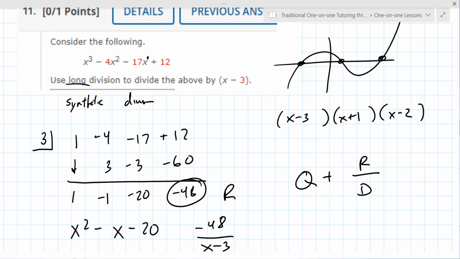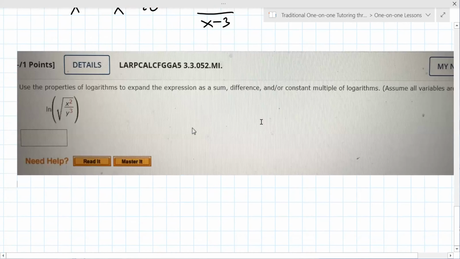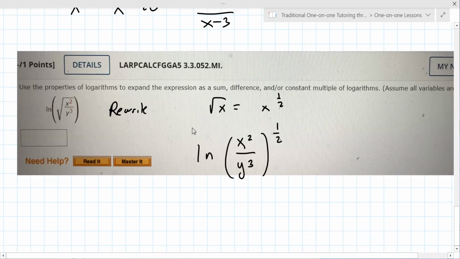All right, so let's jump back to Jamie. Let's see here. This has this expanding logarithm thing here. Yep. Assume all variables are positive. Okay, so the first step here is a rewrite step. You have to remember that the square root of x means x to the 1/2. So in this case, it's the natural log of x squared over y cubed, all to the 1/2 power. That's your first step here.